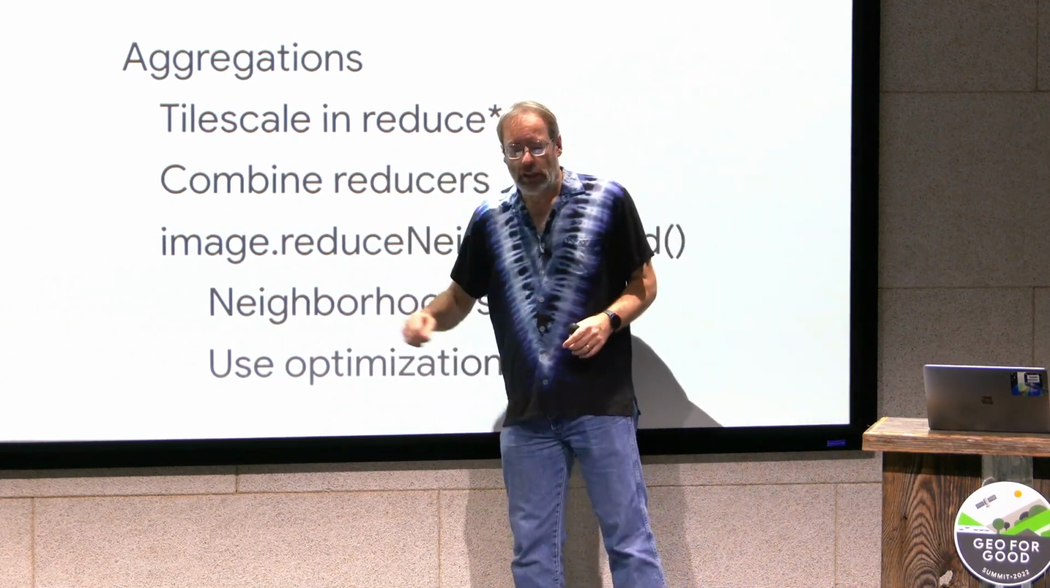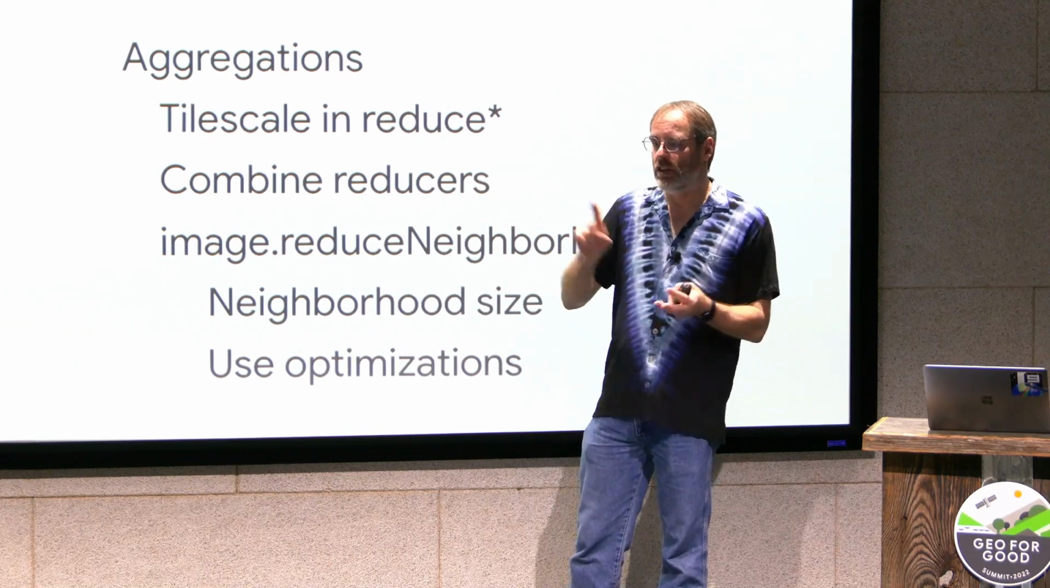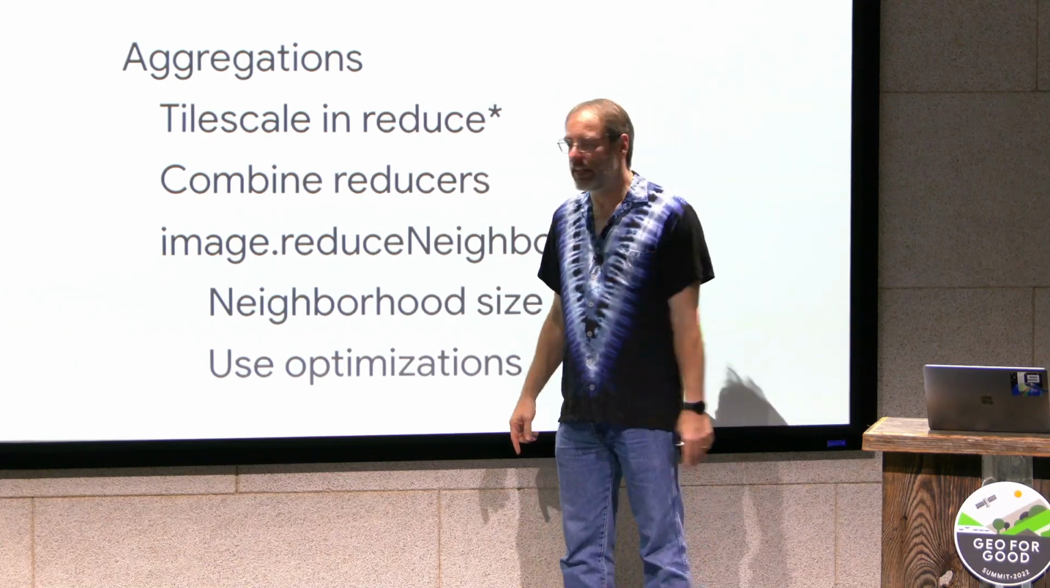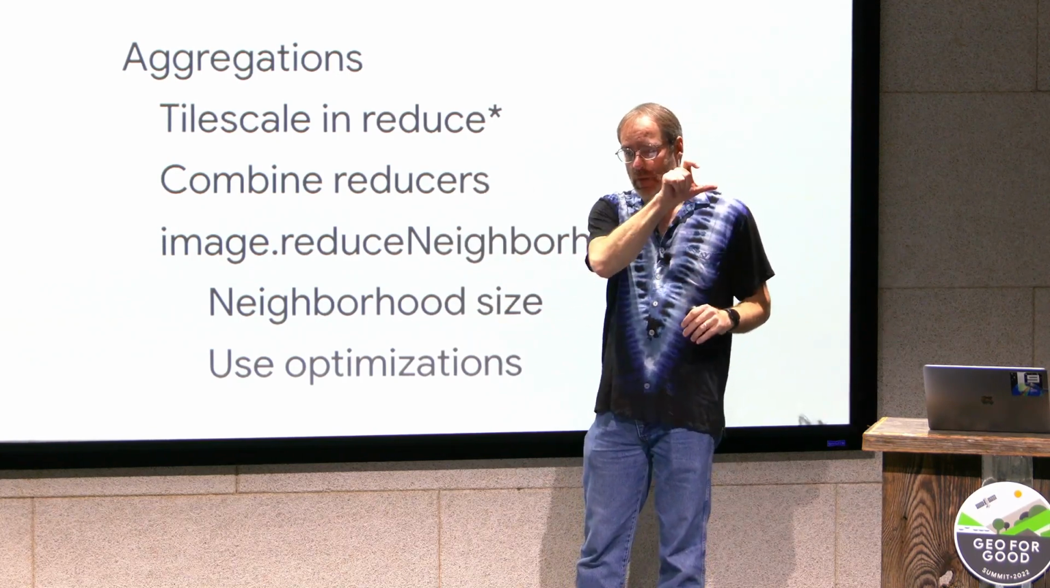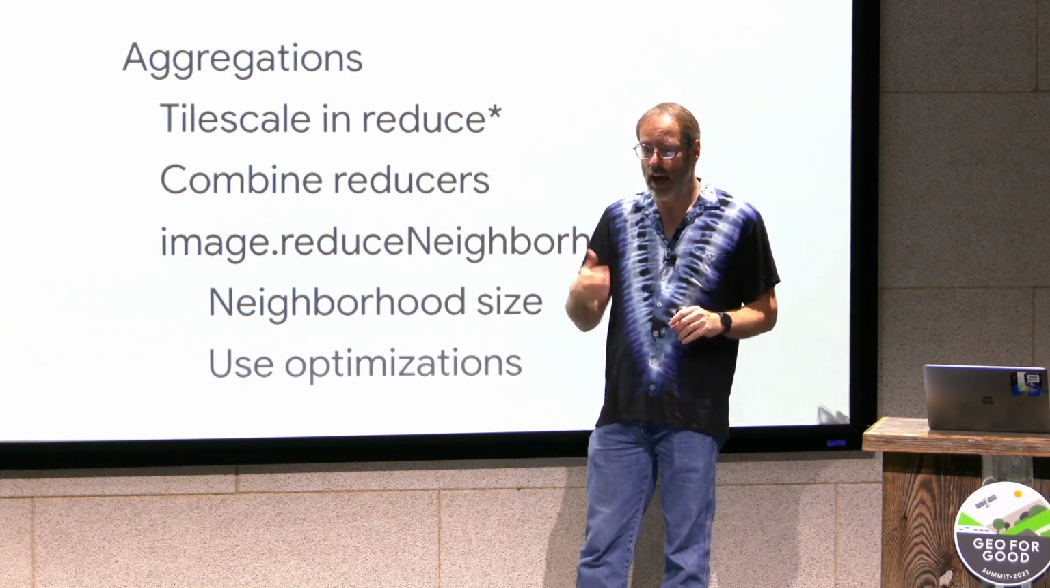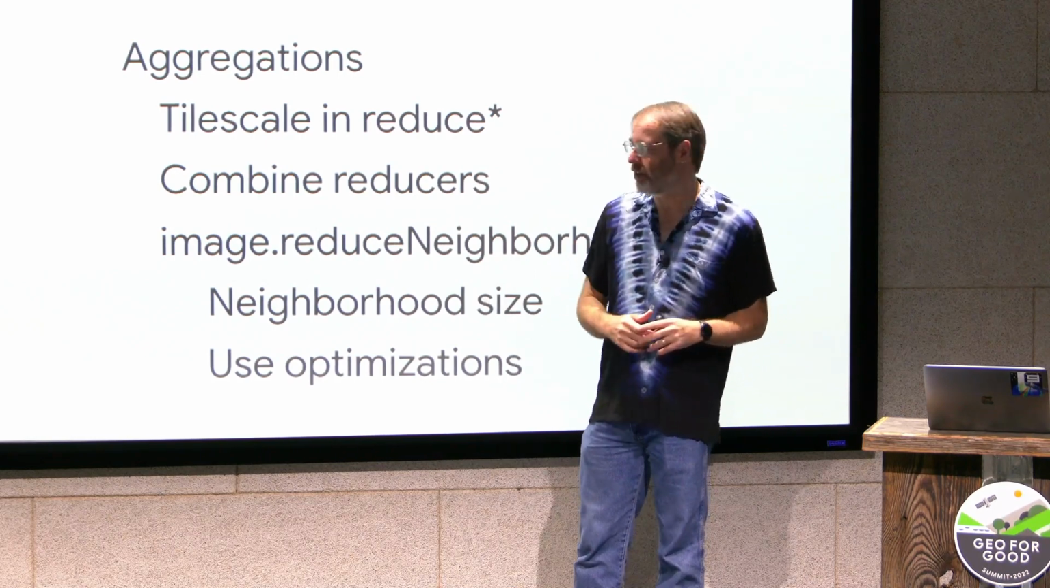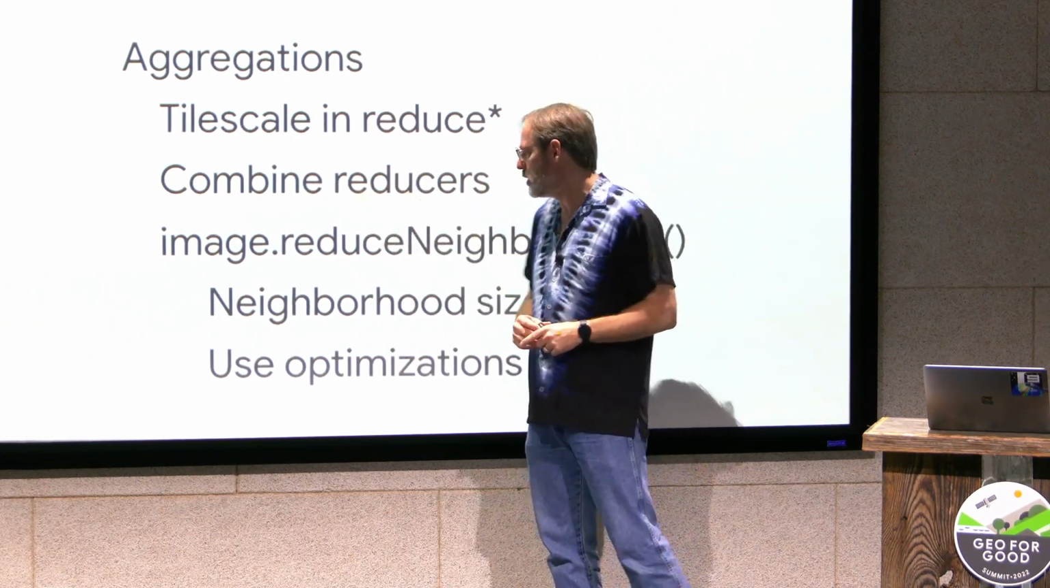If you are reducing to get a mean and a standard deviation and a variance and maybe a linear fit all on the same data, combine all those things together. Then we can just make one pass through the data and not have to keep pulling more and more tiles in. So anytime you can, combine your reducers.